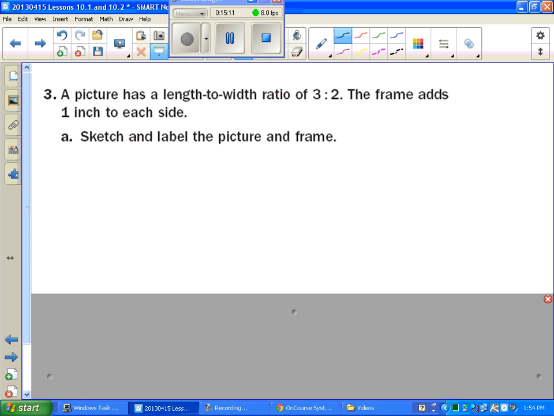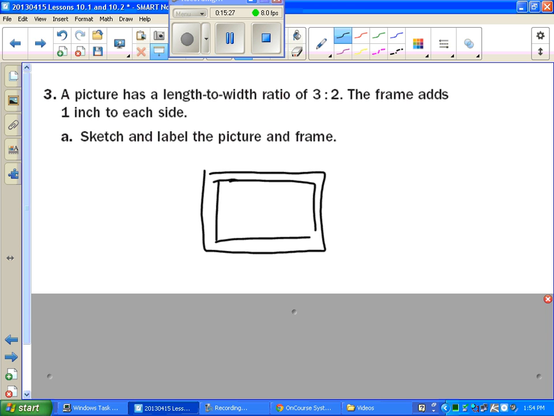The last thing says a picture has a length to width ratio of 3 to 2. The frame adds 1 inch to each side. Sketch and label the picture and the frame. So if you have a picture frame, it'll look something like this. Don't have to be perfect about it. And there's a frame that goes around it again. Don't have to be perfect.